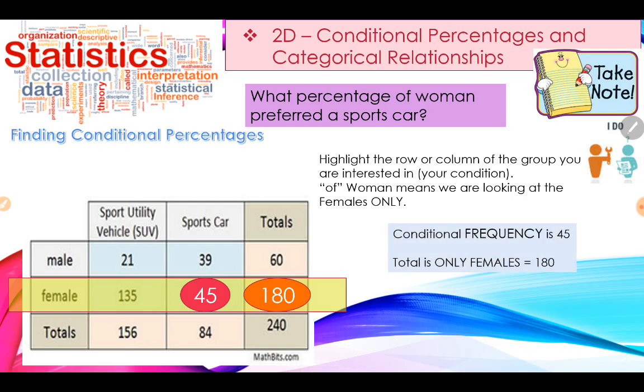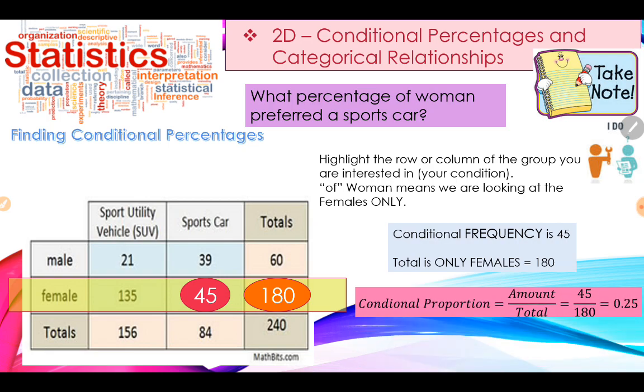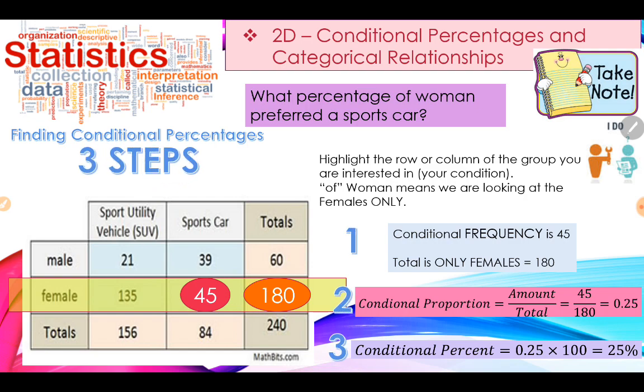So that gives us our conditional frequency of 45, and the total number of females is 180. So the conditional proportion is the number of people that raised their hand in the room over the total number of people in the room. Our conditional percentage is that times 100, which gives us 25%.